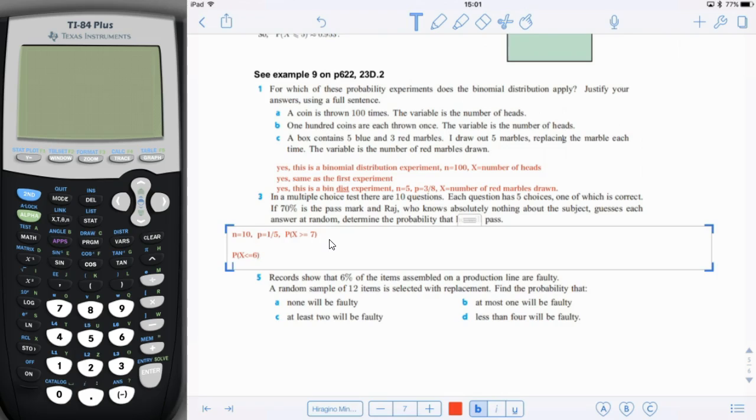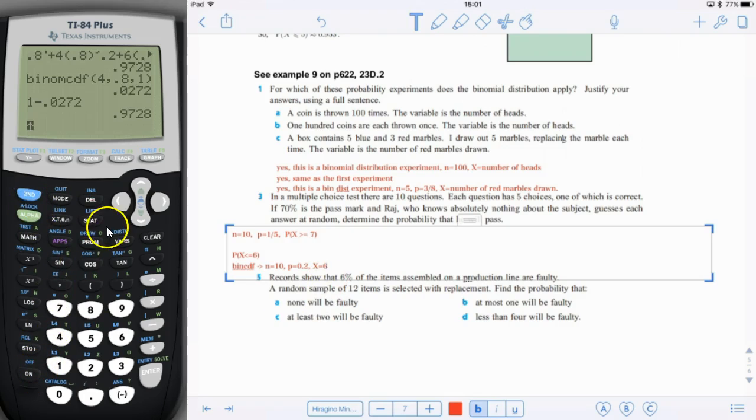We're going to use the Binomial CDF function, and we're going to put in n equals 10, p is equal to 0.2, which is 1/5, and we're going to put big X is equal to 6, because we're looking for big X from 0 to 6. Okay, so let's do that.